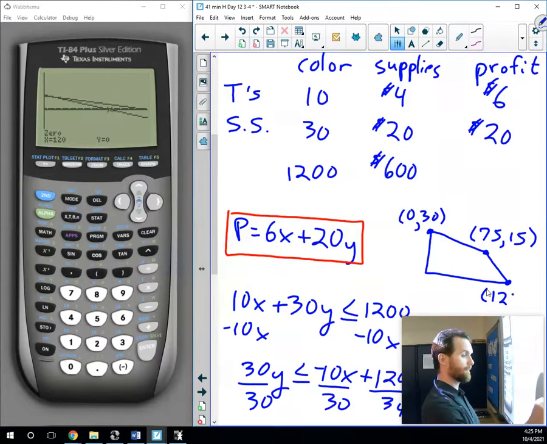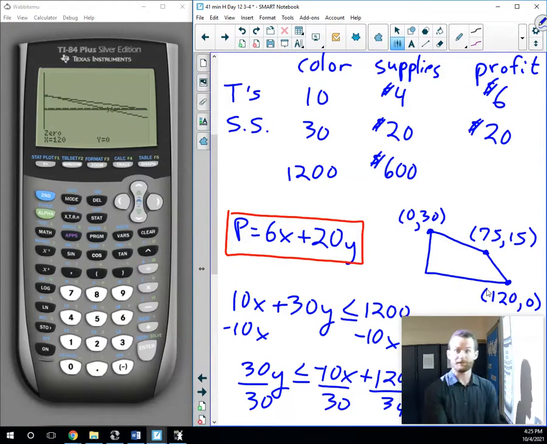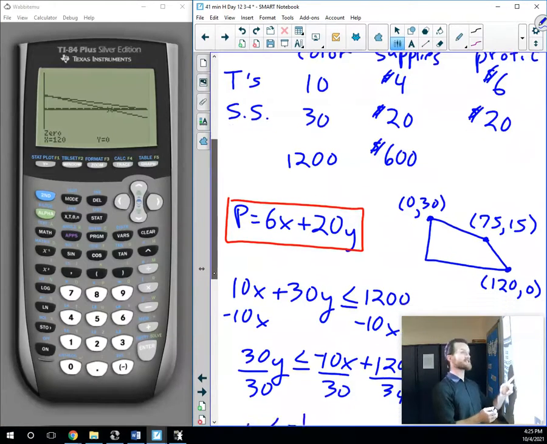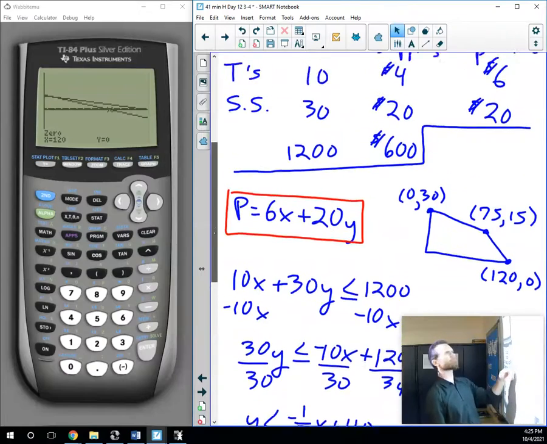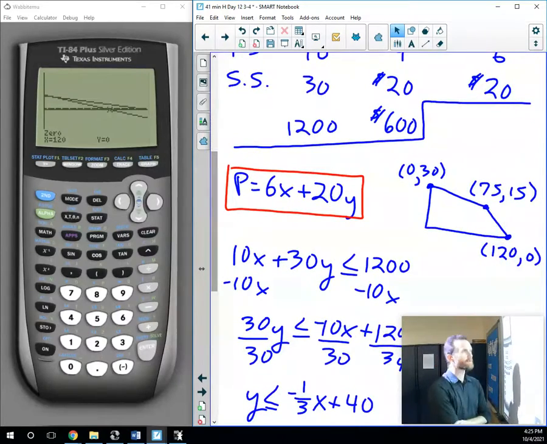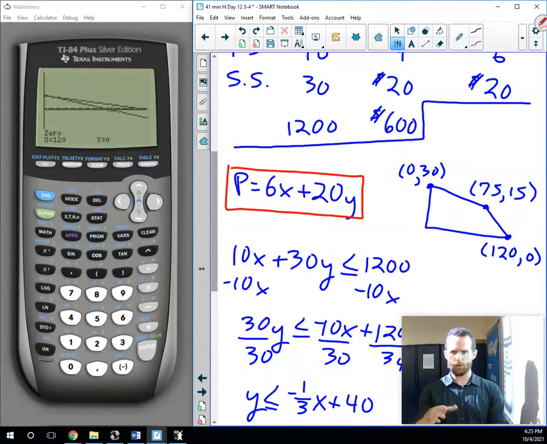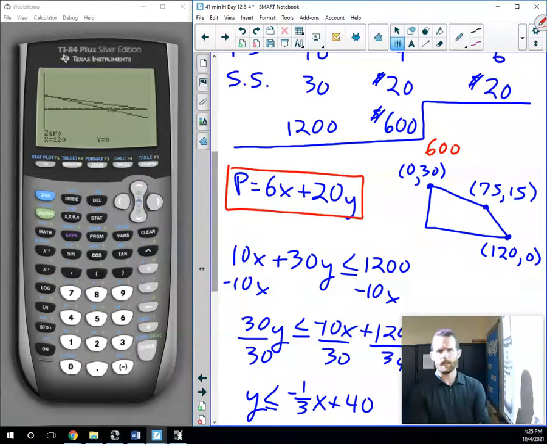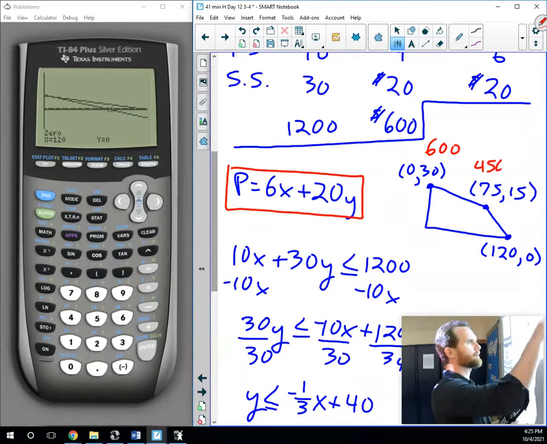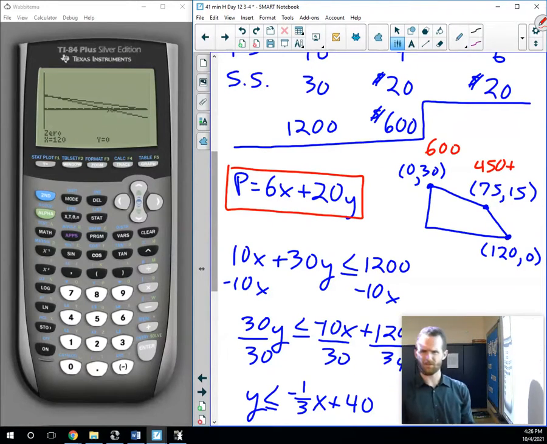So 120 and 0. Now we're ready to take these values from the feasible region, plug them in, and see which one maximizes our profit, right? Yeah, maximizing profit. So let's see, 0, 30, that would be, let me get my red pen, 6 times 0 is 0, 20 times 30, that's 600. Did I do it correct in my head? 6 and 2 zeros, yep, 600. Then 75 times 6, that's 450. Okay, so that's 450 plus 15 times 20, that's just 600 again, right?